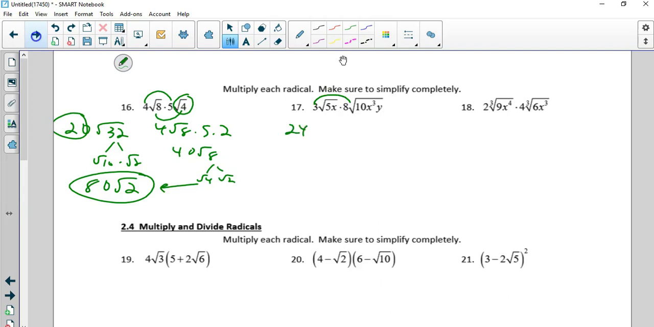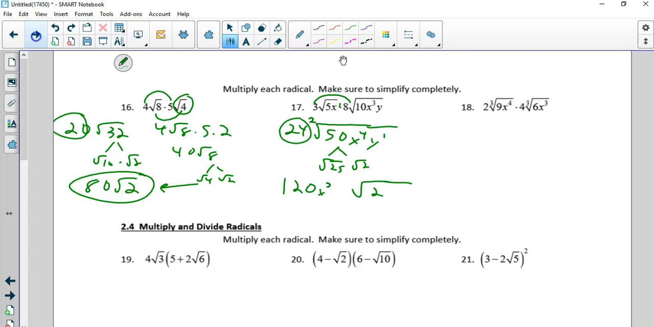Outie, 24. Inside, 5 times 10. X to the first, x to the third is x to the fourth, and lonely old y to the 1. This is going to break down square root of 25, square root of 2. The 5 comes out, times this 24, don't forget it. 5 times 24 is 120. We know there's going to be a radical 2 stuck inside. Now let's look at our letters. This is square root. X, 2 goes into 4 2 times. And the y is stuck inside. There's only one of them, and we need 2 of them to come out.